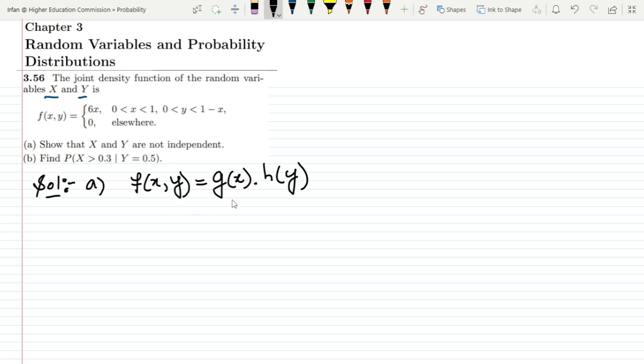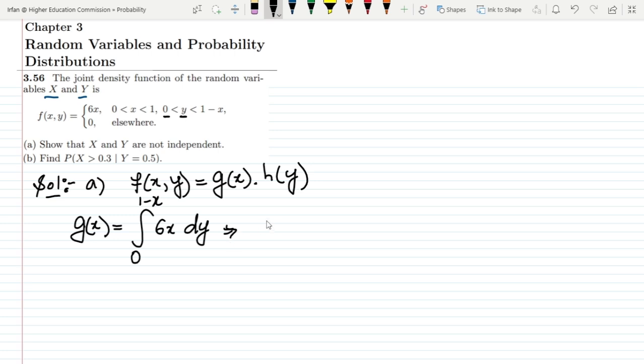So for this, first we have to find g(x) and h(y). In order to find g(x), what do we have to do? We have the function 6x, so we have to integrate it with respect to y. The y range starts from 0 and ends at 1 minus x.